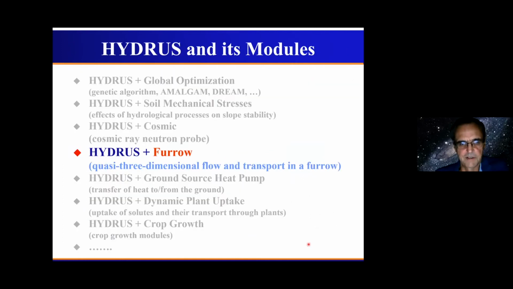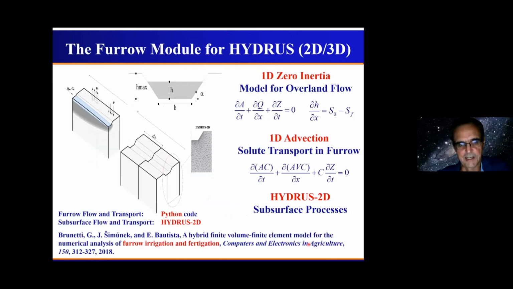Okay, then we developed also this module, which we call FARO, which simulates this quasi three-dimensional system of furrow irrigation. Yeah, the furrow irrigation is still the dominant way of irrigating crops. I think something like 60-70% of irrigation is done by furrow irrigation, and there are not really very good tools at designing these systems. So we use HYDRUS again to simulate the subsurface flow. And in addition to that, with Giuseppe, we developed the overland flow module based on the zero inertia flow equation, which simulates flow in the furrow.